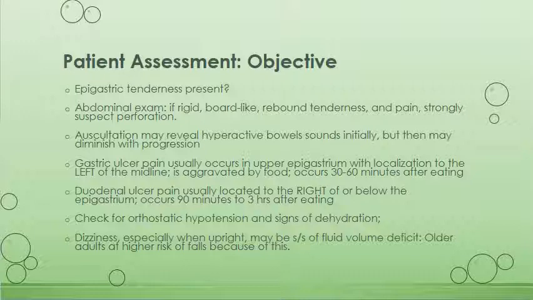The duodenal ulcer pain is usually located to the right of or below the epigastrium. So go over to the right and down a little bit. That's where they're more likely to have duodenal ulcer pain. And that occurs 90 minutes to 3 hours after eating. And when you think about that system and how the organs line up, it makes complete sense. Food is first presented to the stomach, the gastric, and so that pain will occur very quickly, 30 to 60 minutes after eating. Whereas duodenal pain takes a while for the food to get beyond the stomach in the duodenal area, and so that's going to take from 90 minutes to 3 hours.